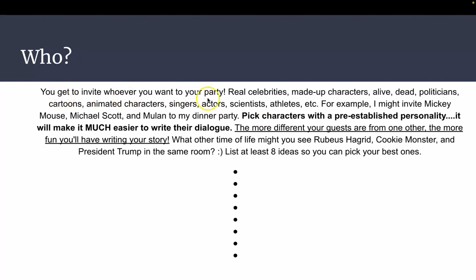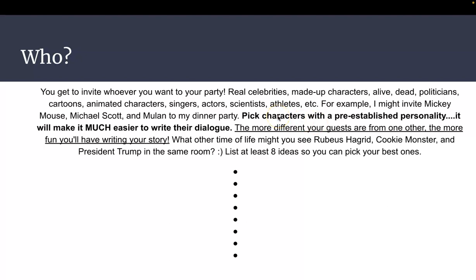The best part is the who. So you get to invite whoever you want. It could be a real celebrity, a made-up character, somebody who's alive, somebody who's already passed away, a politician, a cartoon, an animated character, singers, actors, scientists, athletes, anybody. For example, if I was writing my story, maybe I would invite Mickey Mouse, Michael Scott from The Office, and Mulan.